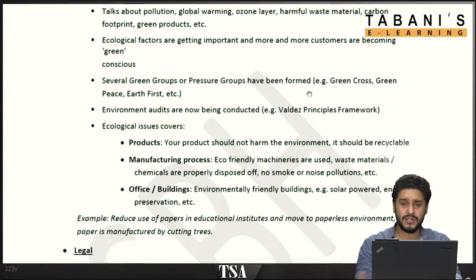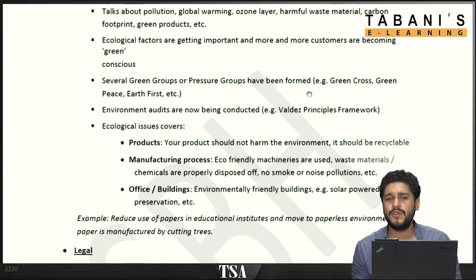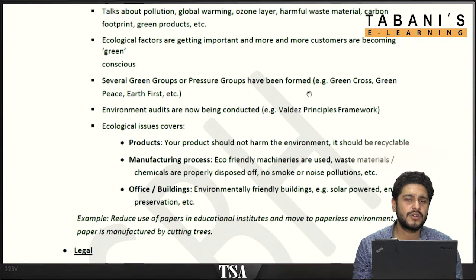So what are the ecological issues that are being covered in this chapter? The first one is the product. Your product should not harm the environment. It should be able to be recycled. So we are now moving towards eliminating plastic water bottles, and we want, let's suppose, glass bottles or dissolvable bottles.